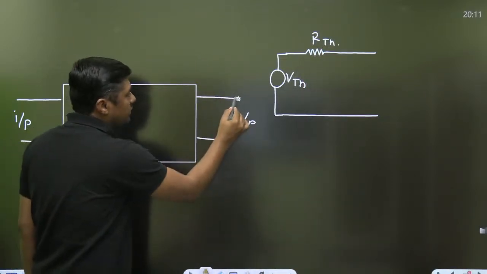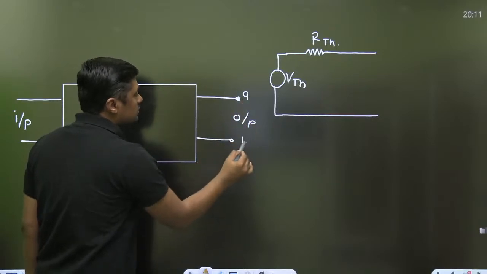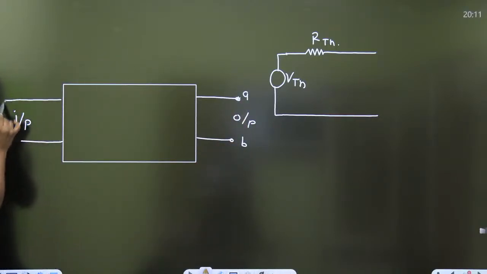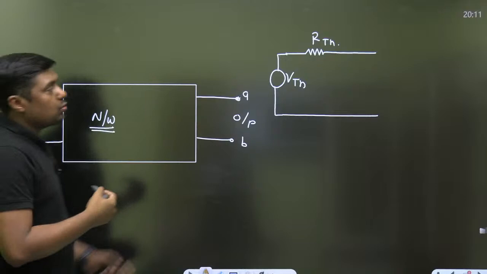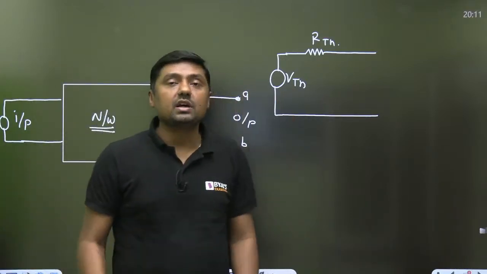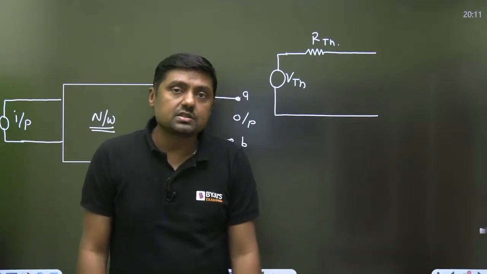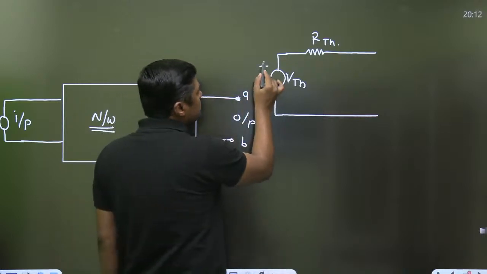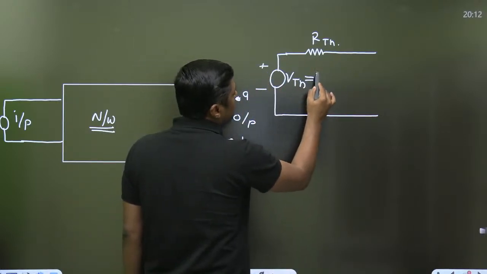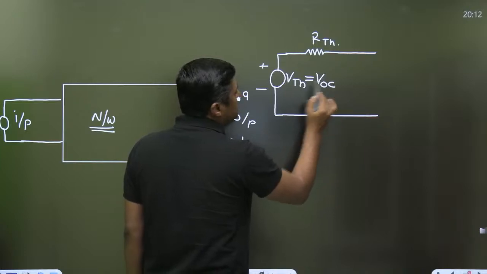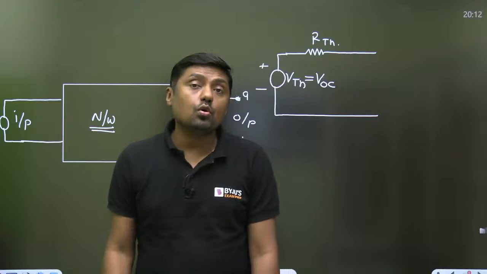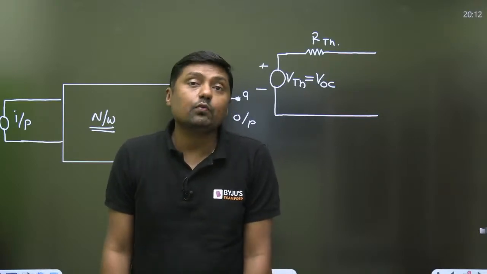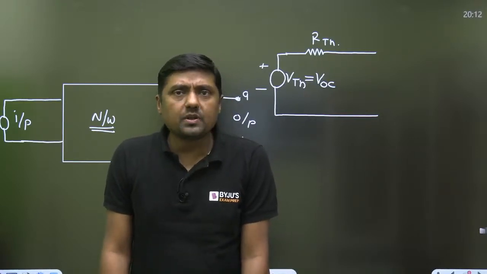If these are the two terminals A and B, and here we are connecting the source, then this particular network can be converted into a single voltage source and a single resistor in series with this. Okay, so this VTH is nothing but VOC. This is called open circuit voltage. What is the meaning of the open circuit voltage?